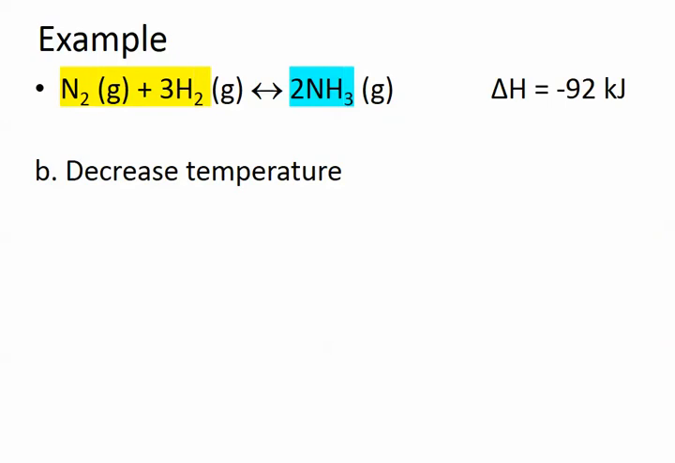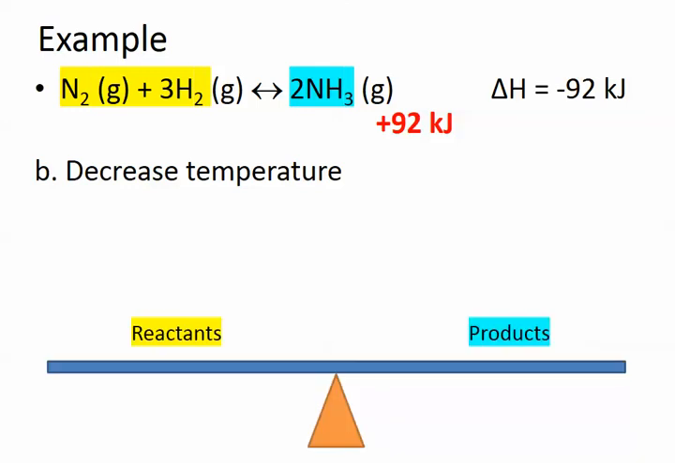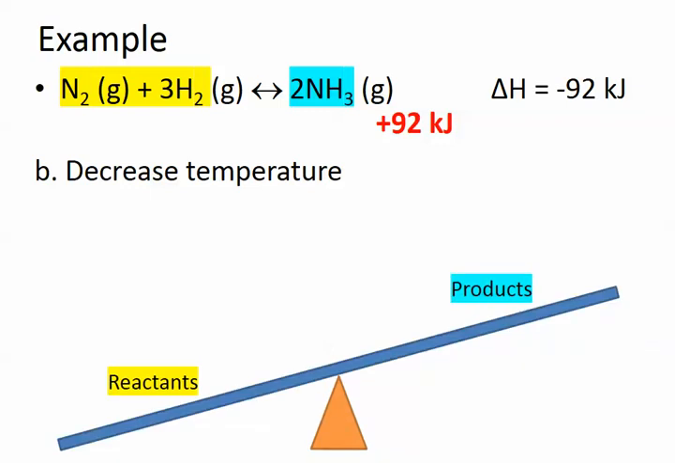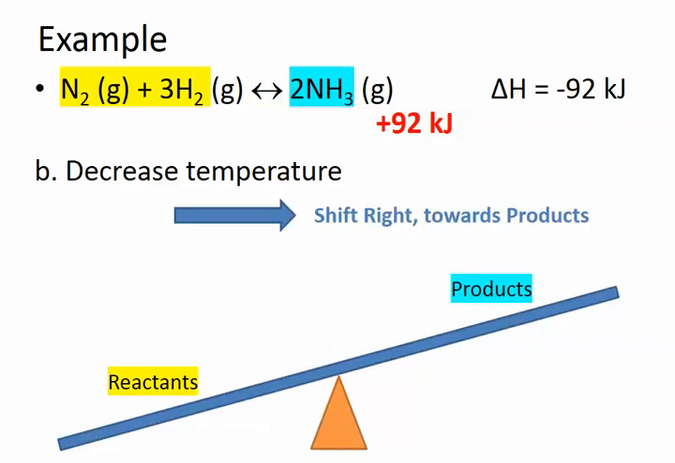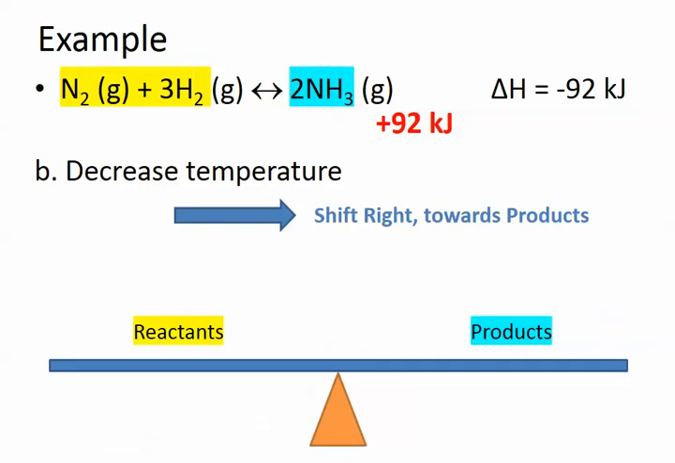For the next one, we're going to decrease temperature. Again, we have the positive 92 on the product side because we have a negative 92 as our delta H. So then we have our balancing act. In this case, decreasing temperature is like removing heat. So we're removing a product, so we're going to shift to the right in order to restore equilibrium.